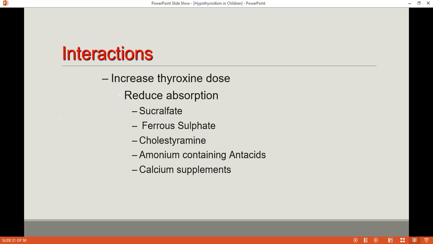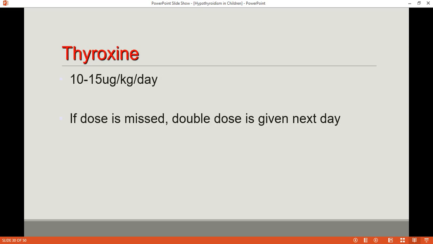One tablet of thyroxine is 50 micrograms, and it is also available as 100 micrograms, but depending upon the requirement, we can use the 50 microgram or 100 microgram tablet.